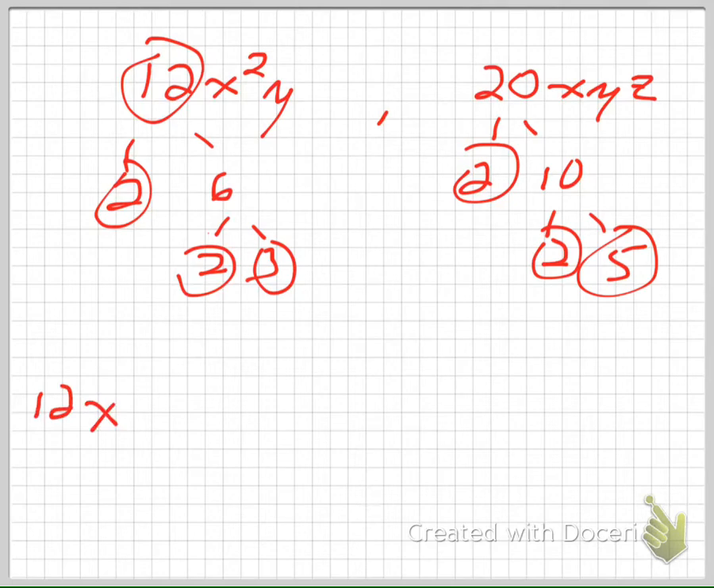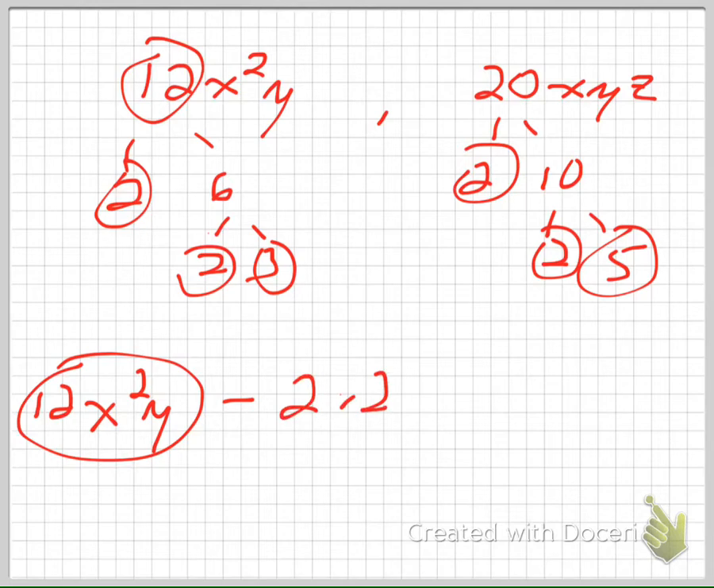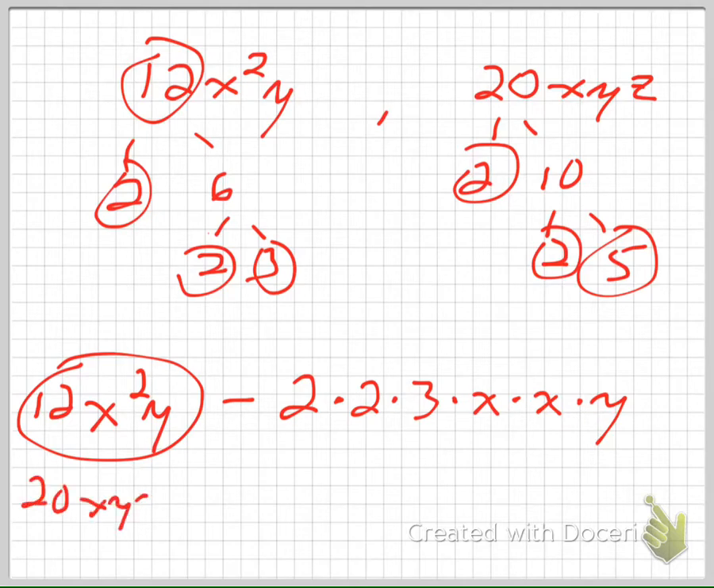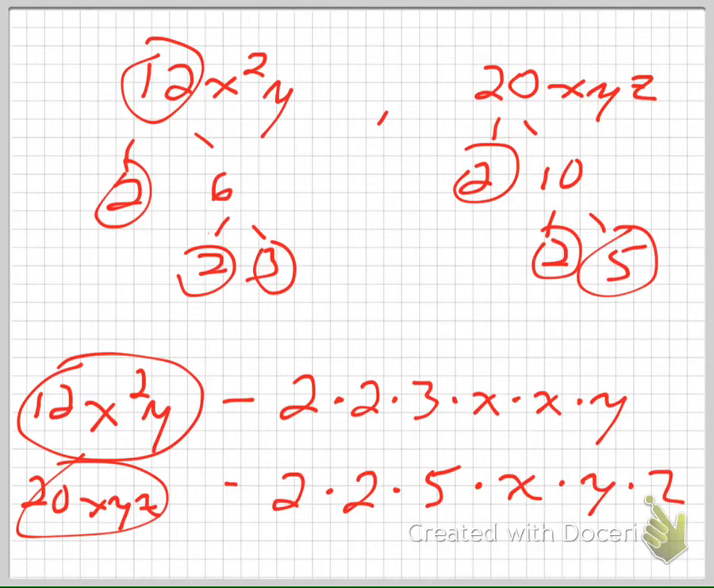So the prime factorization of 12x squared y is what? 2 times 2 times 3 times x times x times y, right? We've done this. Prime factorization of 20xyz is 2 times 2 times 5 times x times y times z. So what do we see here? What are the prime factors? We have 2's, 3's, x's, y's, z's, and 5's, right?